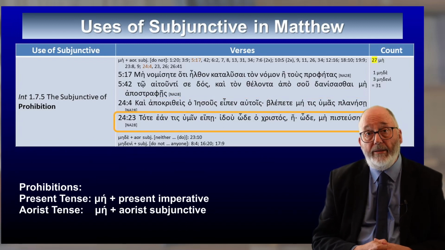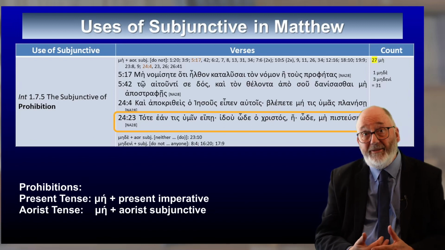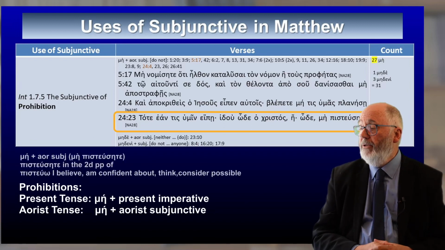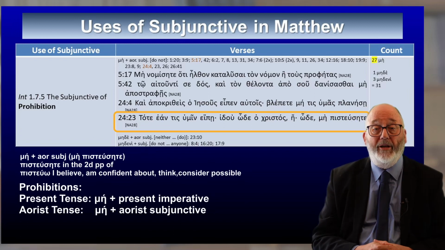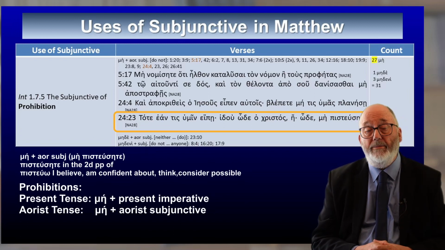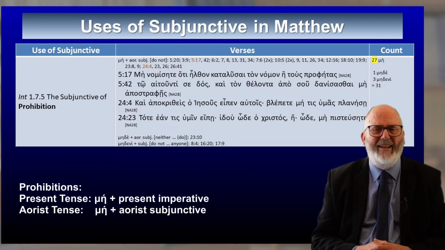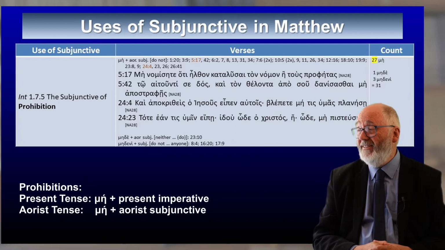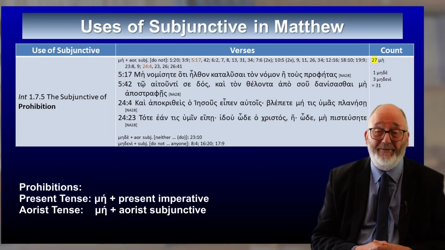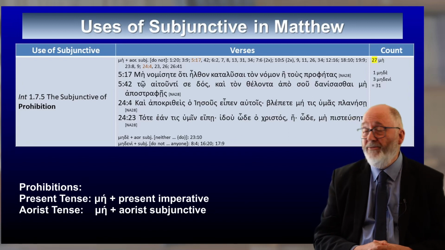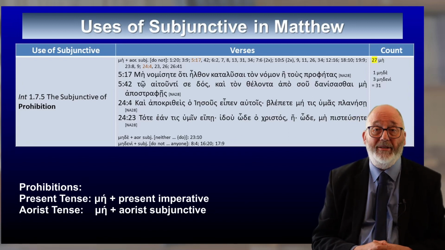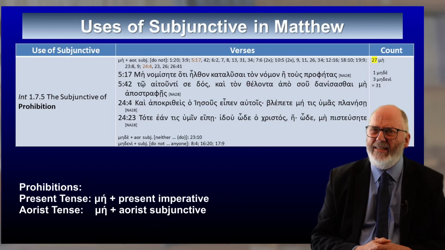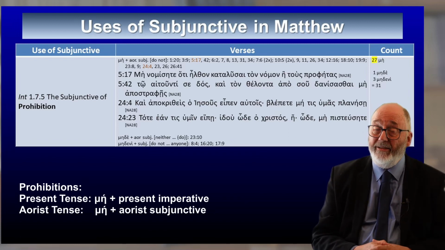And if any says to you, behold, here is the Christ, or here, mē pisteusēte, do not believe. Mē plus aorist subjunctive, prohibition. Now, once we have seen a number of these, and remember there are 27 of them with mē plus subjunctive, and a couple of other forms of it as well, to make 31 uses in Matthew, it's not a surprise, although it's nothing like the way the English uses the subjunctive, is it? But if there's a pattern, we can recognize it and see it.